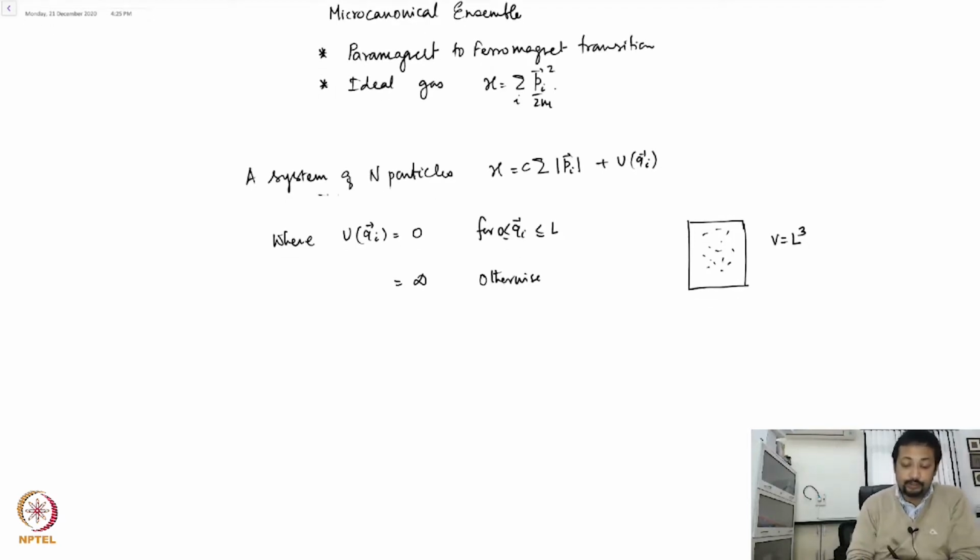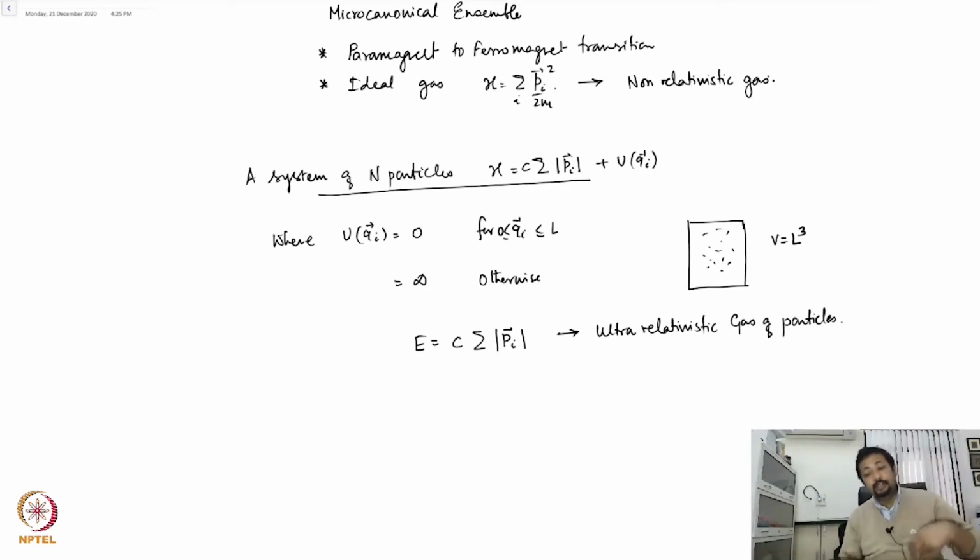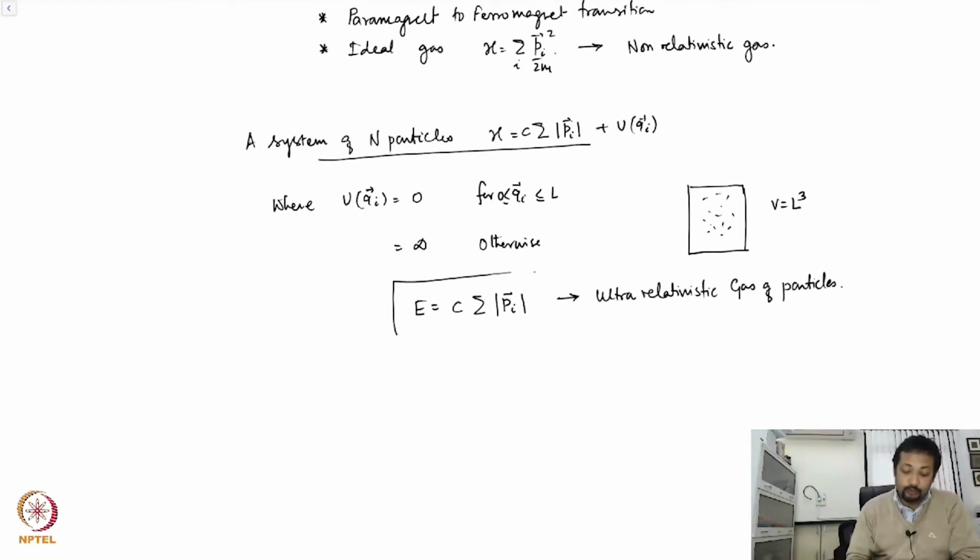The dispersion relation, so this particular form of the Hamiltonian, your total energy is now c times the sum over modulus of p_i, essentially tells you that you are looking at an ultra-relativistic gas of particles. Here, this was a non-relativistic gas, and we calculated the entropy, the pressure, the equation of state, and so on and so forth. Now we want to look at something like this.